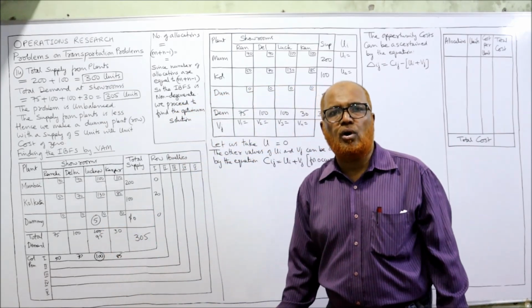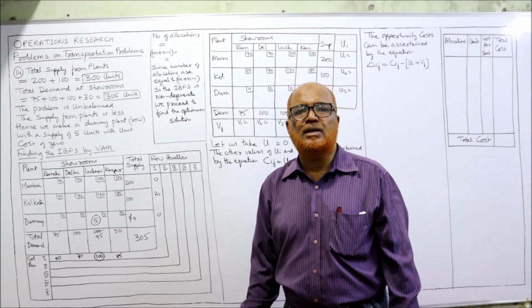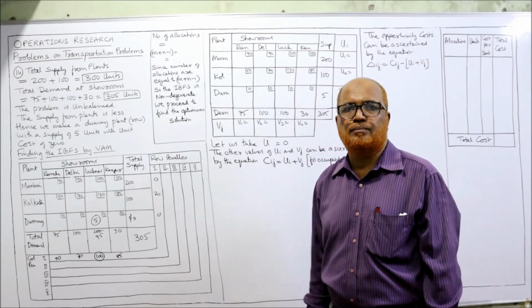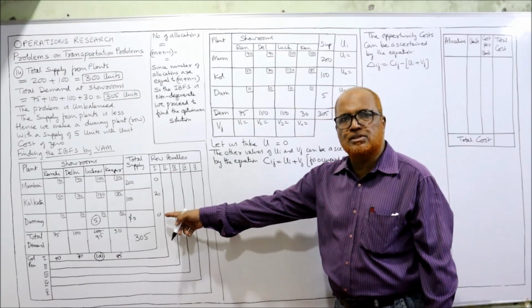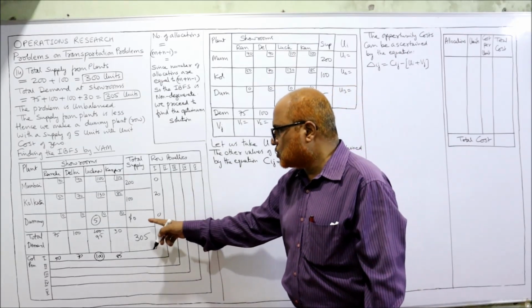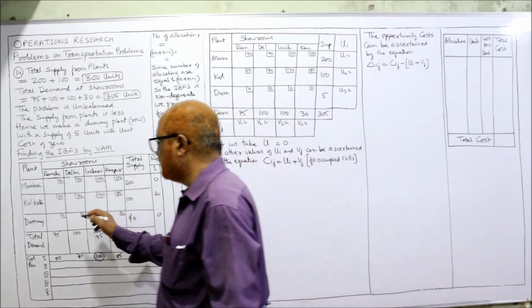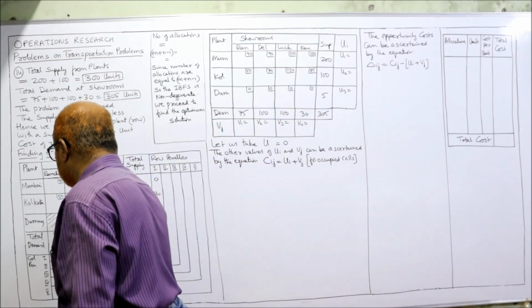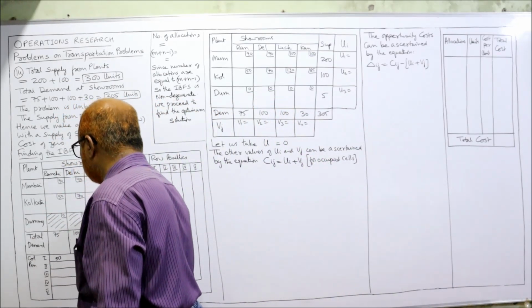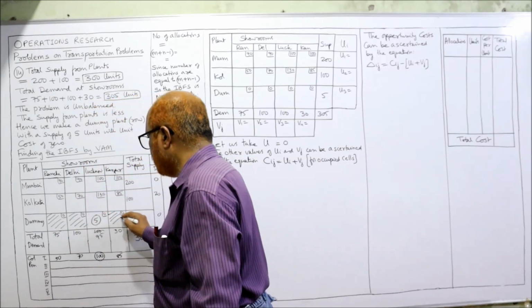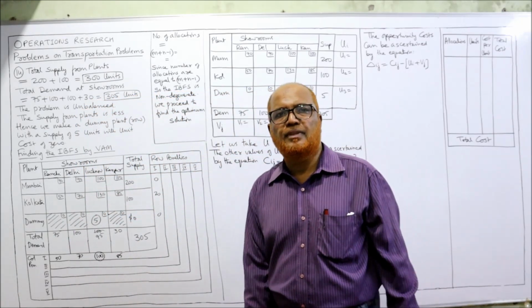So whichever row or column has become 0, that should be blocked. So here row has become 0, right? So row has become 0 here. So this row will be blocked. So I am closing this row. Row is blocked. That's all.